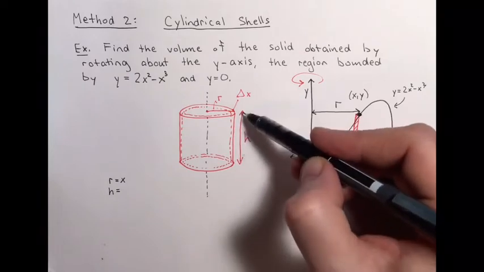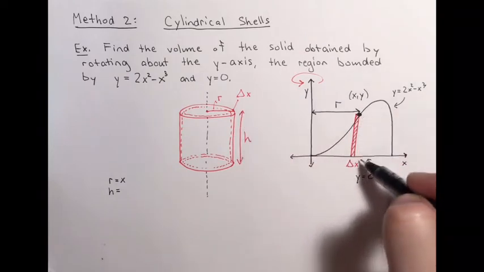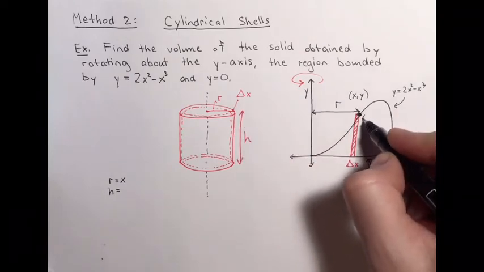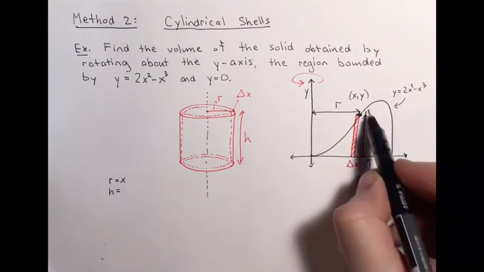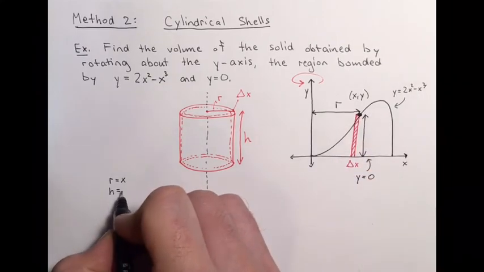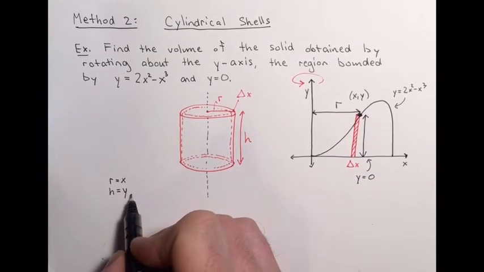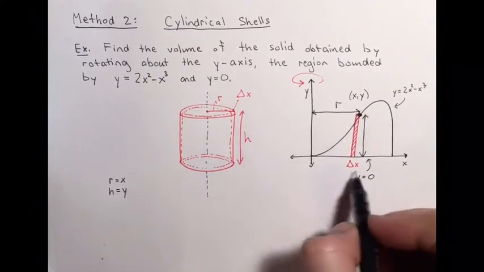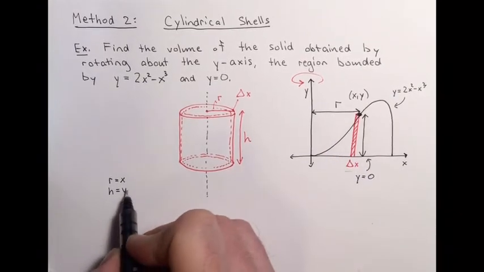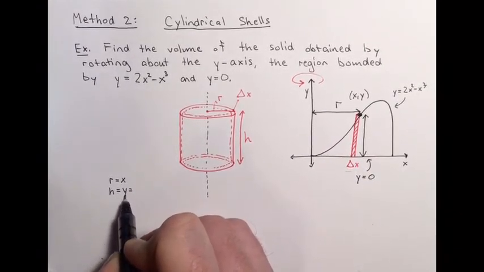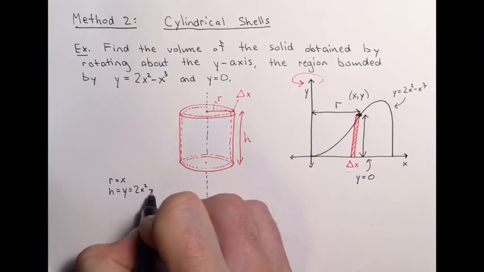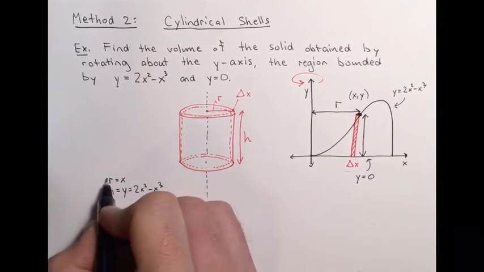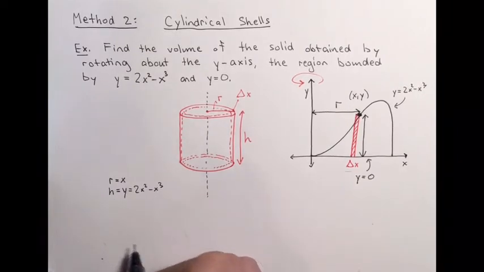We notice here on our shell, that's our height. So over here on our image of our region, this right here, that's going to be our height. And for us, the height will be the y value. So yes, over here, the height is the y value of that curve, but we know that's not a good thing. Our thickness is delta x. This should be in terms of x. So what is y equal to in terms of x? And we have y is equal to 2x squared minus x to the power of 3. So now we have our radius and our height in terms of x.